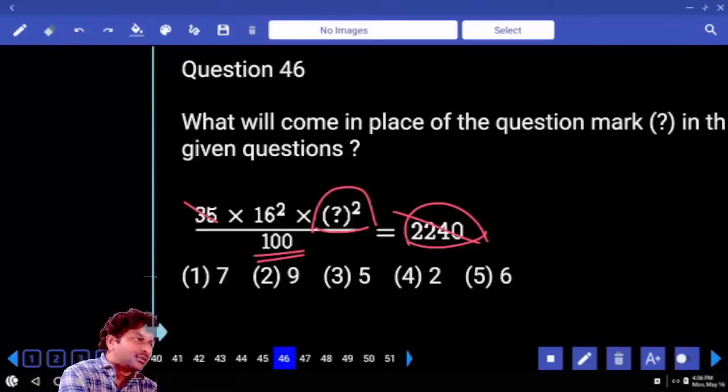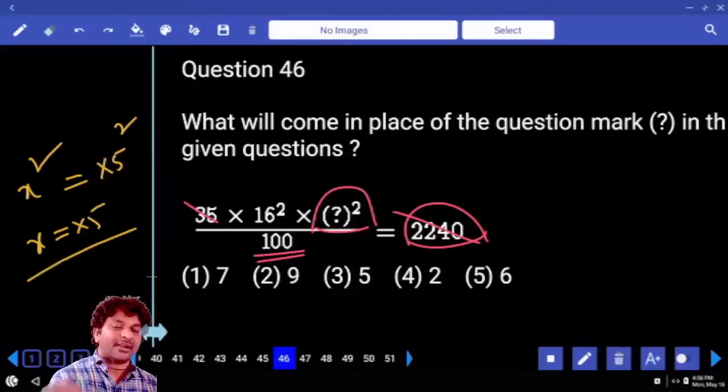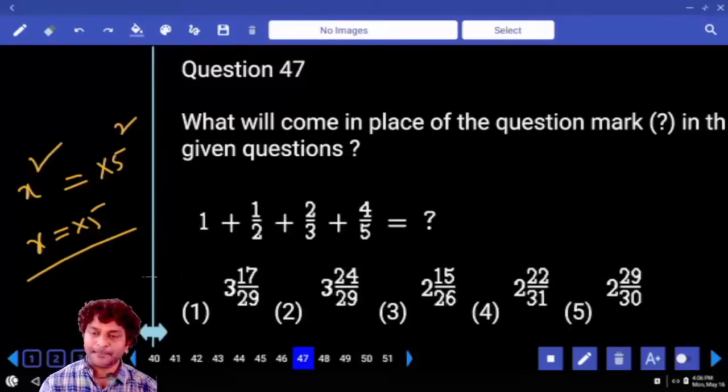Got the point? In the denominator you have 5 square multiple, and in numerator we have x square. So it is clear that x square is a multiple of 5 square, then x must be a multiple of 5, and there is only one 5 multiple. Don't have to solve. Understood? Right, next.